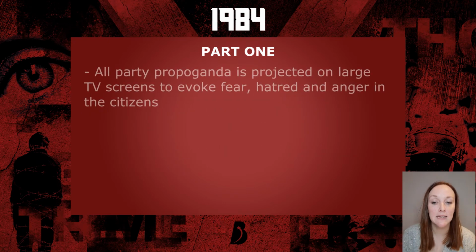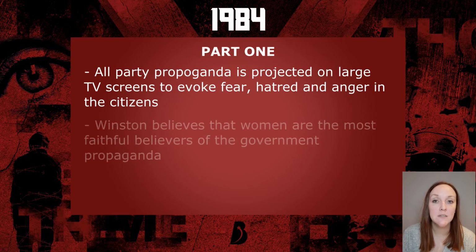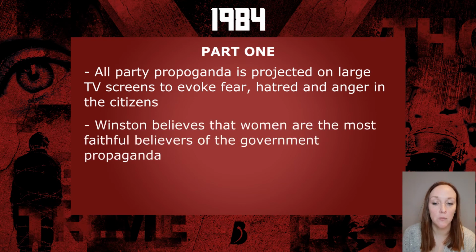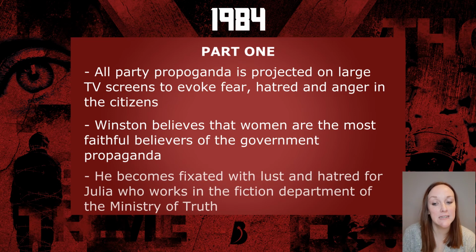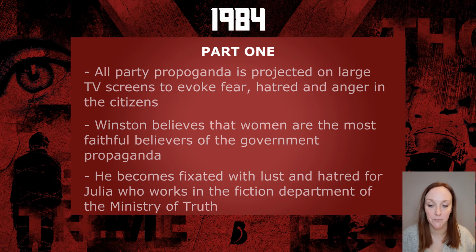All party propaganda is projected on huge telescreens where footage of Emmanuel Goldstein, the principal enemy of the state and leader of the rebel party, the Brotherhood, is televised to evoke fear, hatred, and anger amongst citizens. Winston believes that women are the most faithful believers of the government's propaganda, and he eventually becomes fixated with lust and hatred for Julia, who works in the fiction department of the Ministry of Truth and is a member of the Junior Anti-Sex League.